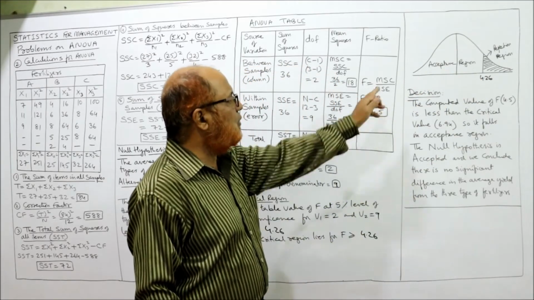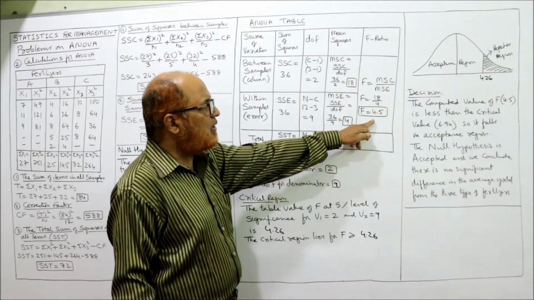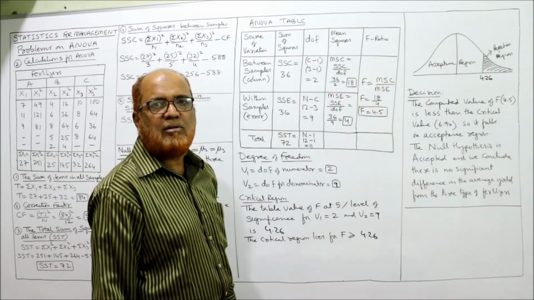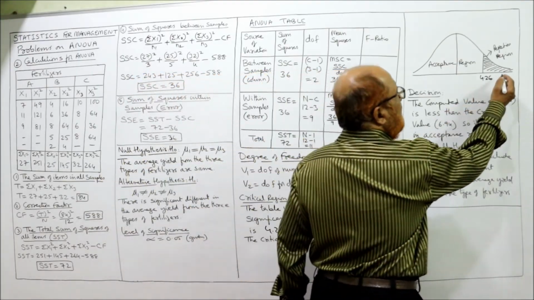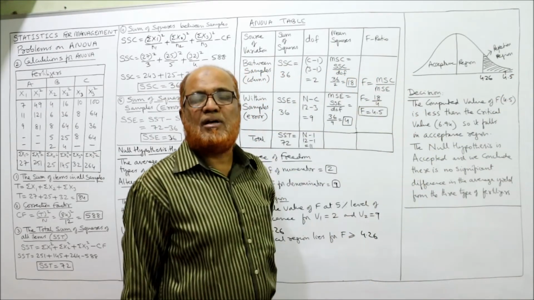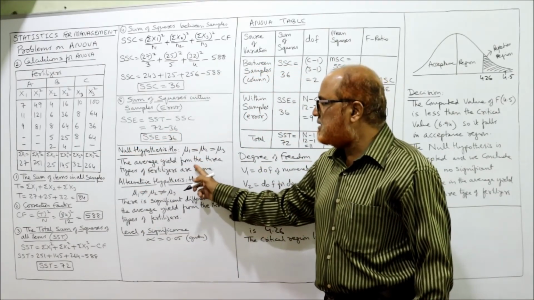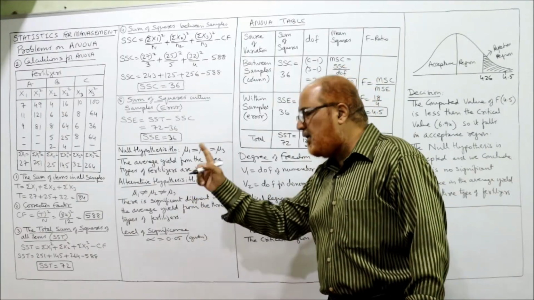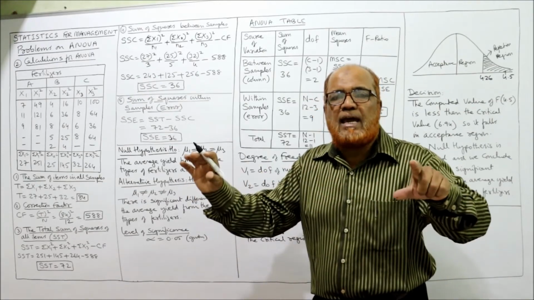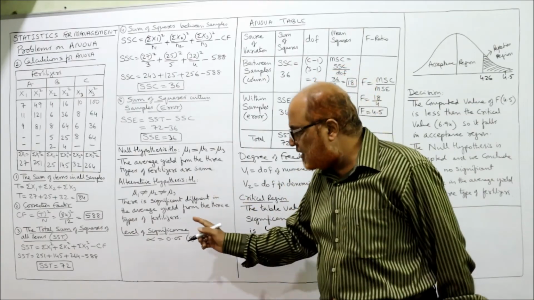Now we have to find our computed value. Our computed value is 4.5. Any value more than 4.26 will fall in the rejection region, so our value 4.5 falls in the rejection region. When it falls in the rejection region, the null hypothesis is rejected. We reject the null hypothesis, which says the average yield is the same, and we accept the alternative hypothesis, that the average yield is significantly different.